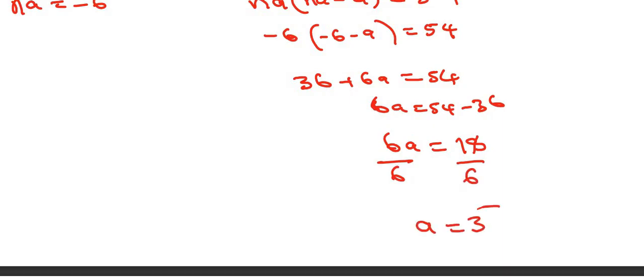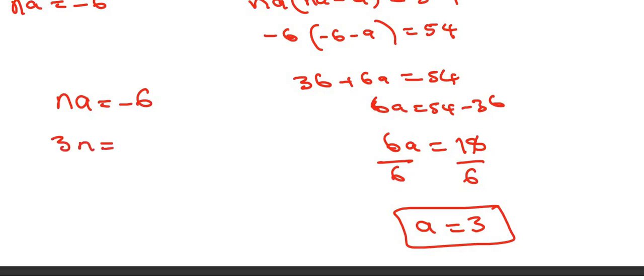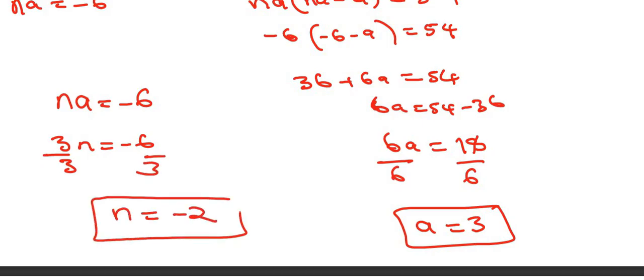So if you do the replacement here, we're getting what? We're getting 3 as our a. Now, since na is equal to -6, where there is a, we can put 3. So we have 3n is equal to -6, meaning we can do this. Then we'll get the value of n. The n will just be -2, which is expected because this was supposed to be a series.